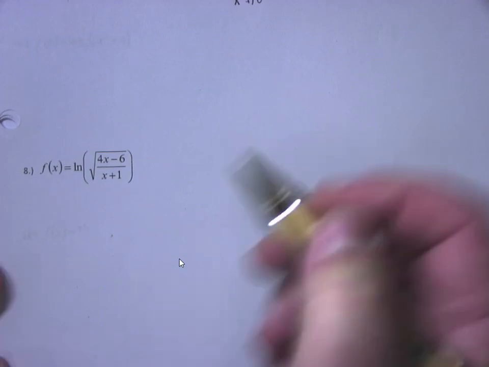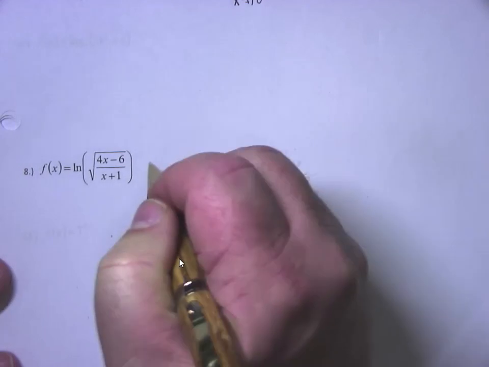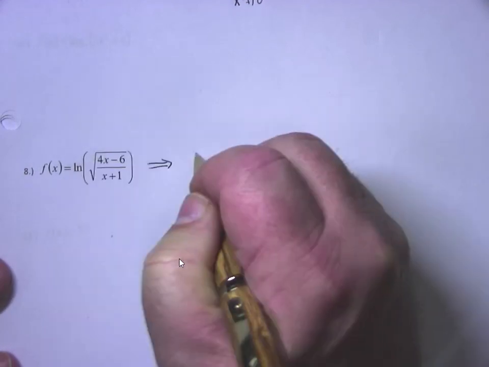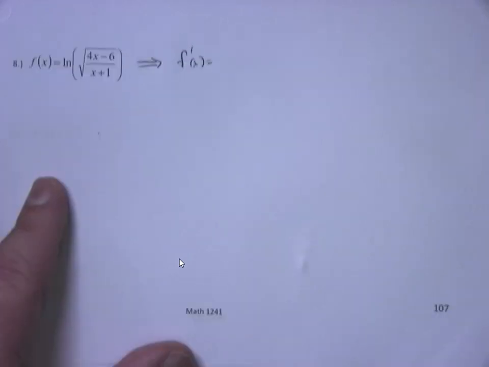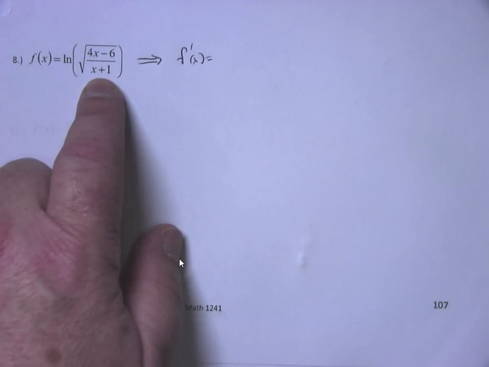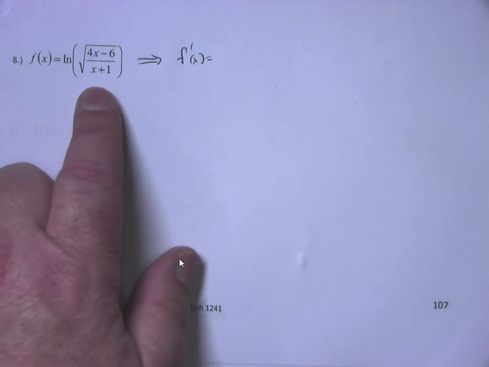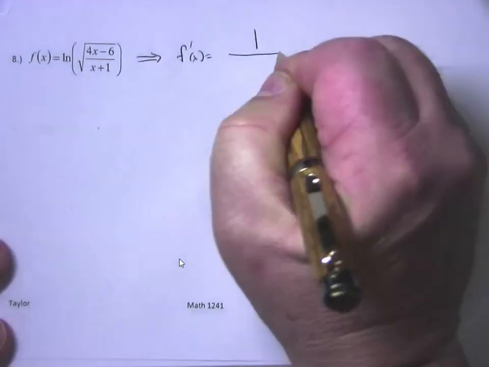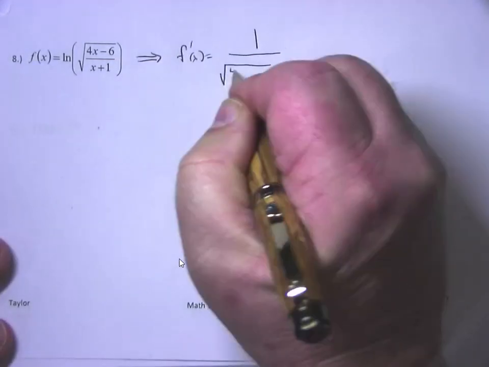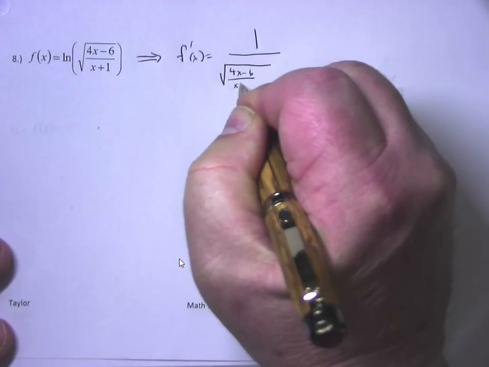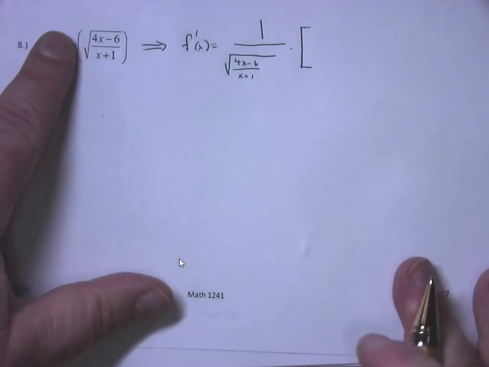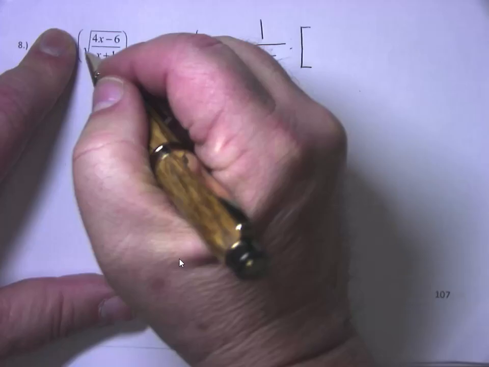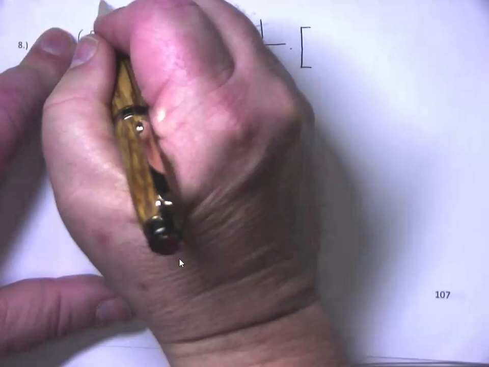So the hard way is just jump in with both feet and start taking derivative here. So here we go. The directions say, take derivative. So f prime of x is going to be equal to, well, what we have here once again is the derivative of the natural log of a function. So derivative natural log of x is 1 over x. Derivative natural log of a function is going to be 1 over the function. So it is 1 over the square root of 4x minus 6 divided by x plus 1 times the derivative of the inside. Now the inside has a square root on it, and we know I don't do square roots.